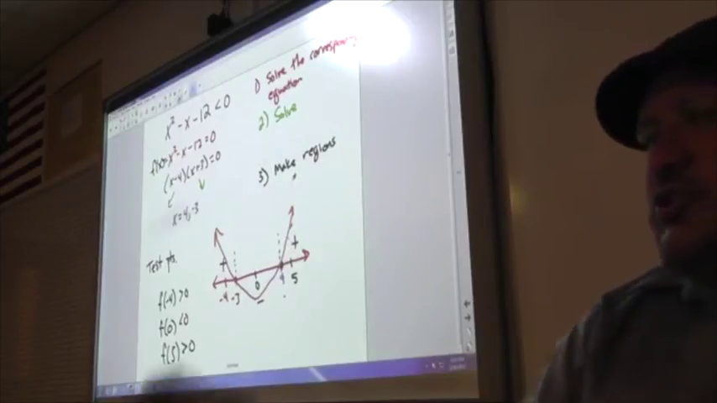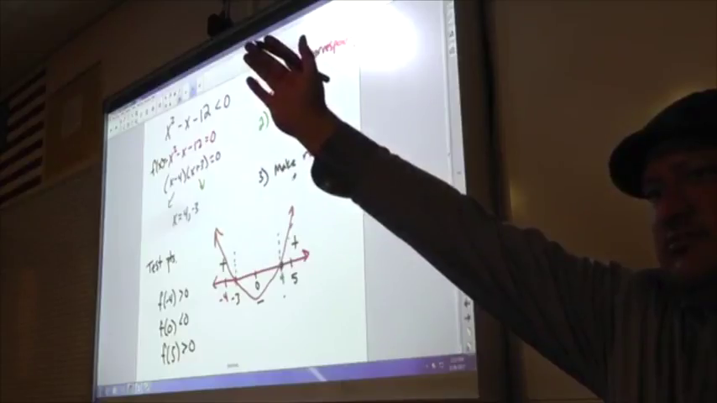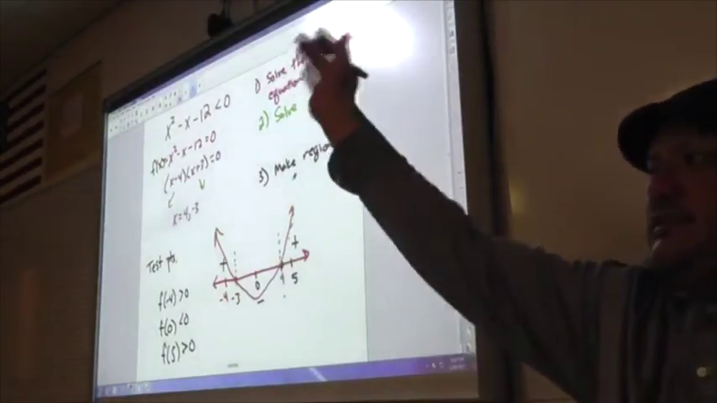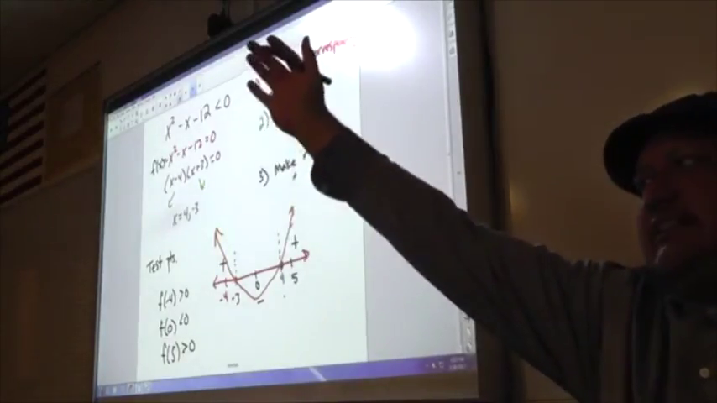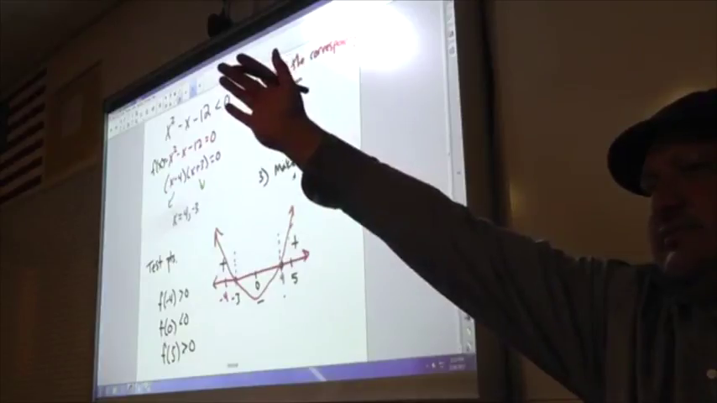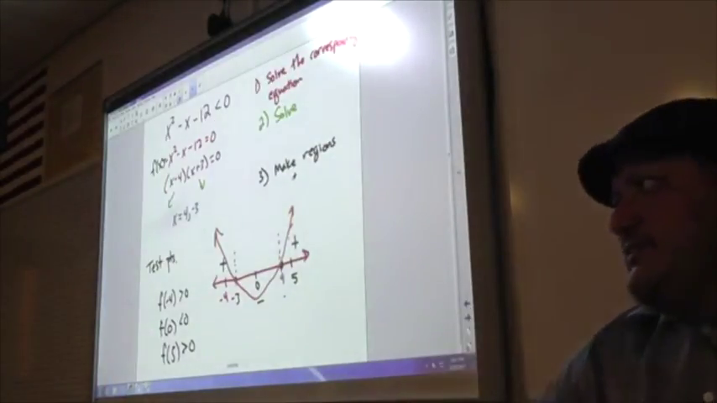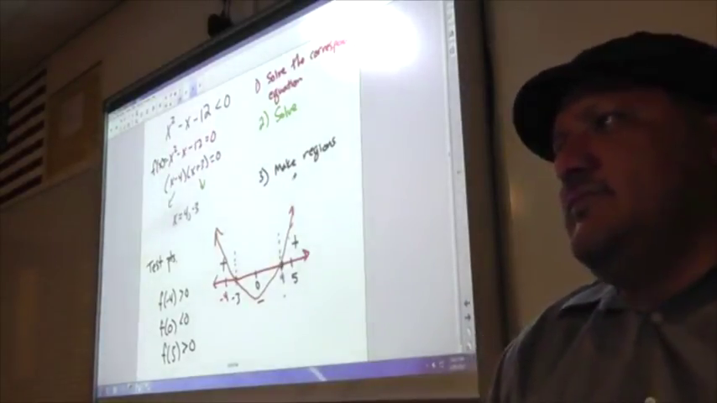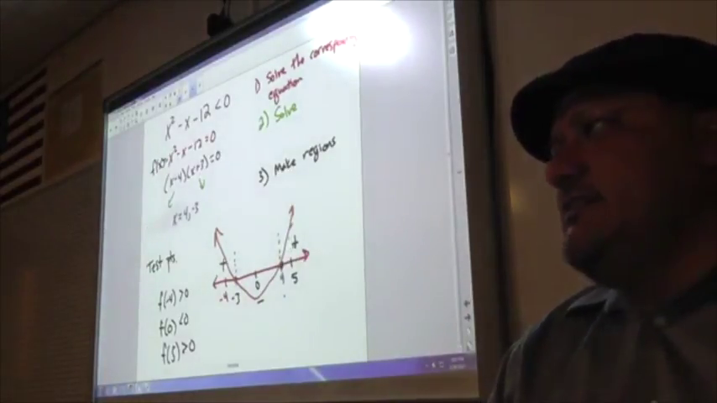Without the test points, the parabola has to look like this. So you know it has to be positive in the end over here, and it has to be positive in the end over here. It has to be, because it's smiling, right? If it was frowning, it would go negative in the end. So if it was open downward, it would be negative, positive, negative.